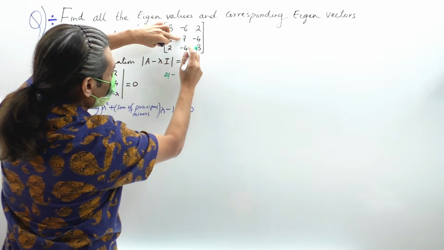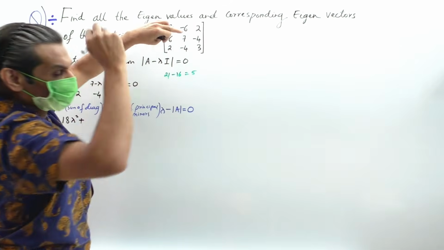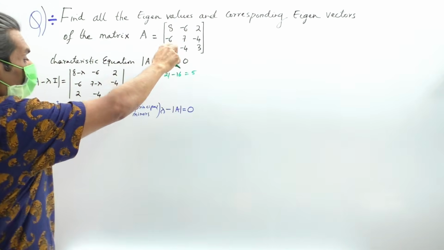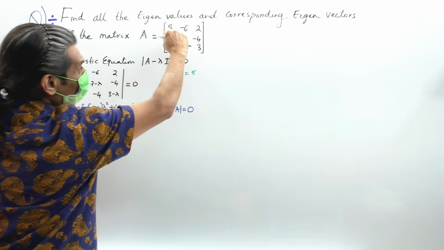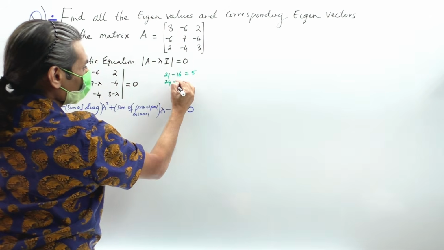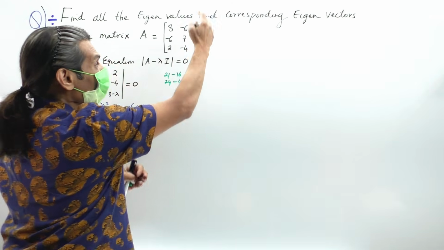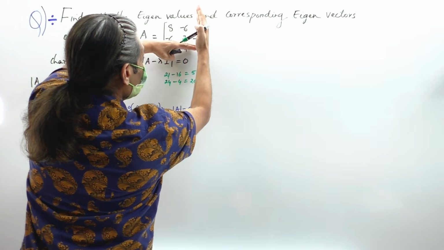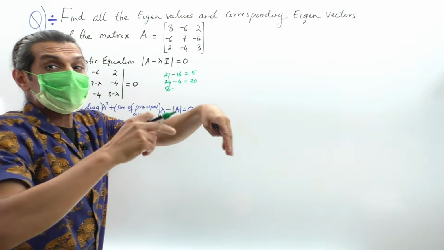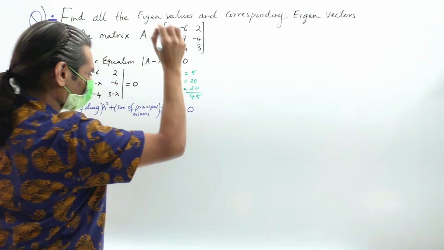21 minus minus into minus, plus 4, minus 16. How much? 5. Then the next minor, of 7: leave the row and column which include 7. 8 into 3 is 24, minus 2 twos are 4. How much? 20. And lastly, for 3, leave this column and this row. 8 sevens are 56 minus minus into minus, so minus 36. How much? 20. So add all, we'll get 45.